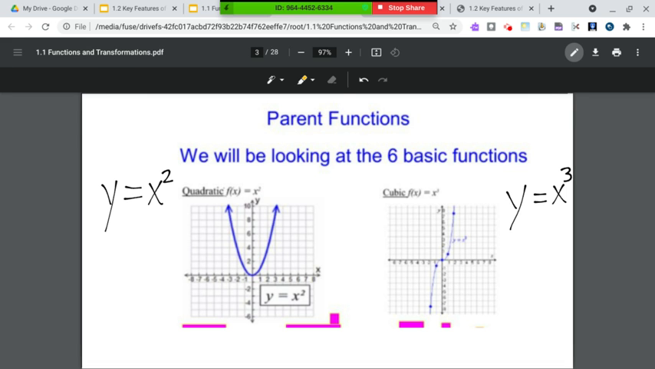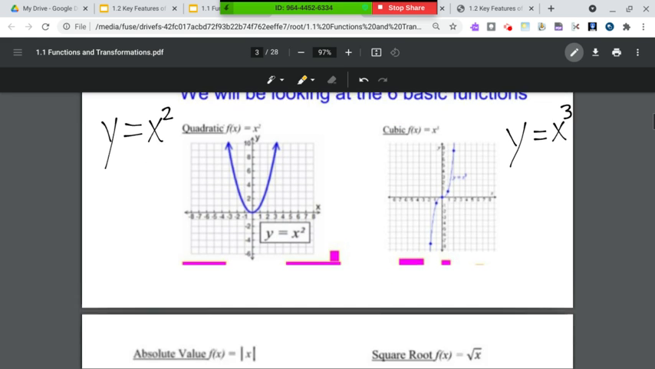A quadratic function has one turning point, which is that vertex. And then the cubic function has two turning points. We'll talk about the features of those in a little bit. You probably want to write down the parent function and then just a sketch of the graph. Tell me when you're good and we'll go to the next slide. Okay, I'm ready.